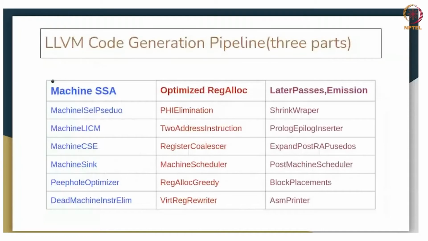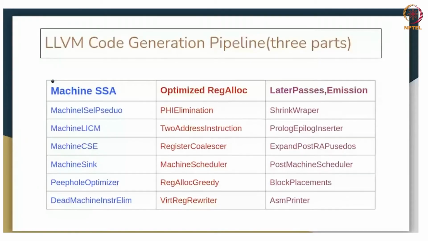So here, in the LLVM compilation pipeline, there are three parts from a high level. First, machine SSA optimizations like machine instruction selection, machine LICM, which is loop invariant code motion, and machine CSE, which is common subexpression elimination. Then the peephole optimizer, and machine dead instruction elimination, which is similar to dead code elimination.